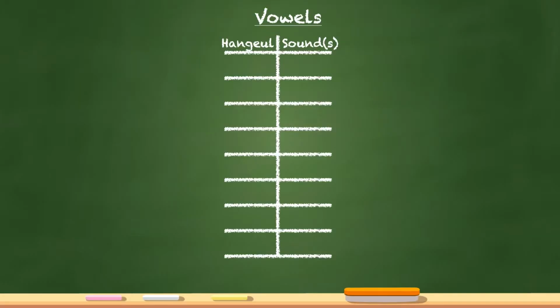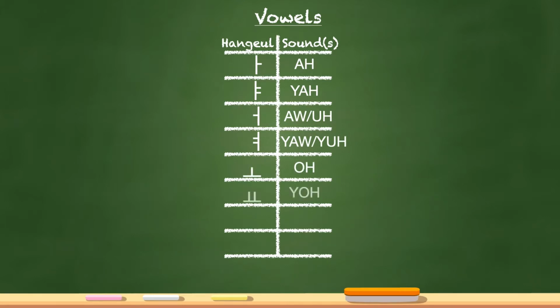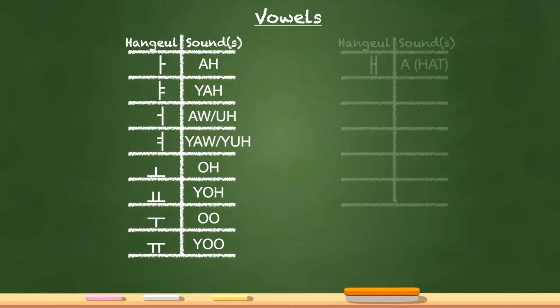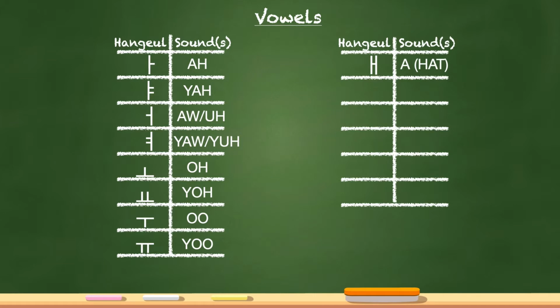So the first vowel we have is A. Next up we have Ya. O, Ya, O, Yo, U, U. E, Ye, E, Ye, I.